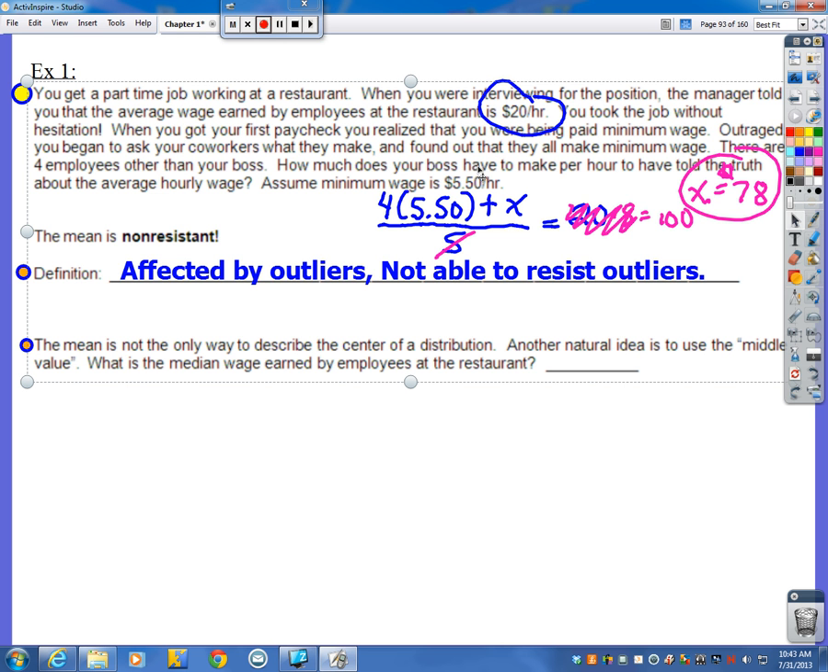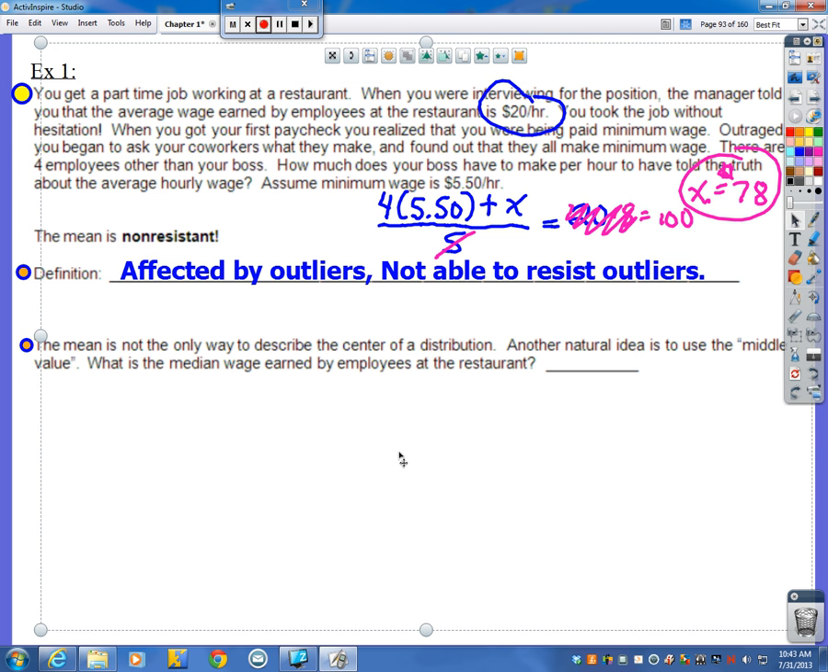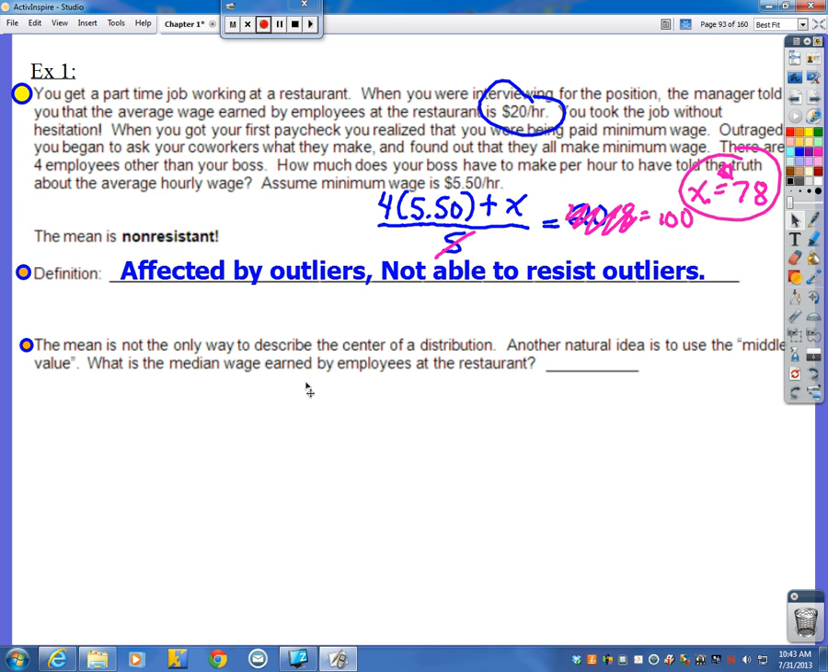You got 4 people making $5.50 and the boss making $78. $20 is kind of a stretch, right? You felt like you were duped because the boss said $20 average. Now, the mean is not the only way to describe the center of the distribution. Another natural idea is to use the middle value, the median. So what is the median wage earned by employees at this restaurant?